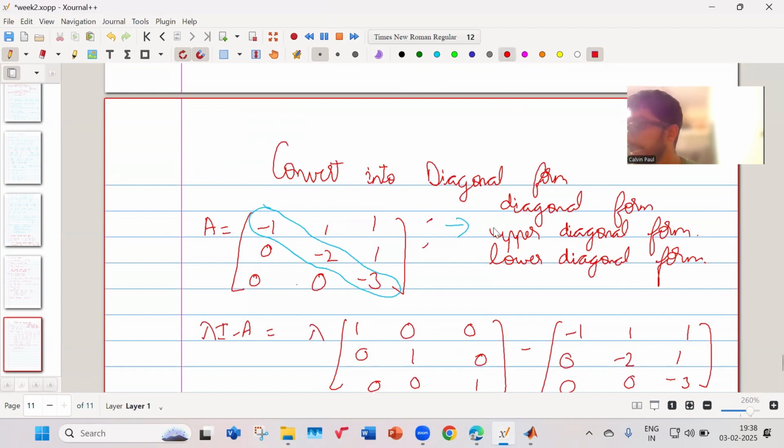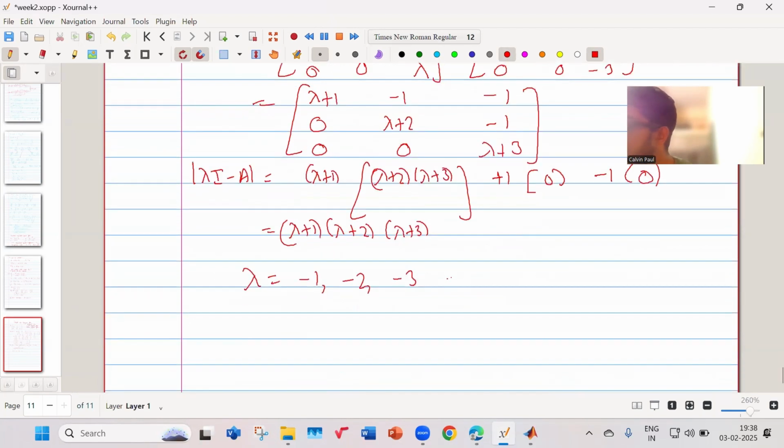Now, what we get is these are distinct. They are different. That is what we want. Then only we can get it into a diagonal form. Okay, this is the trick. If you want to get it in diagonal form, then all these eigenvalues should be distinct. If they are not distinct, it is not possible. So first we establish that they are distinct.